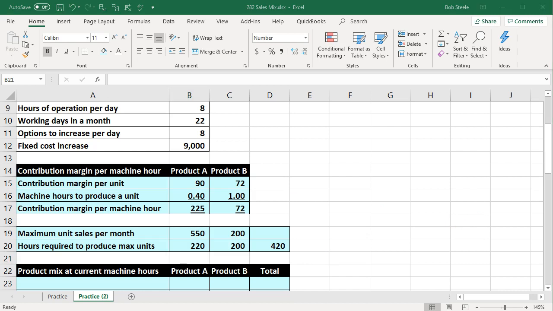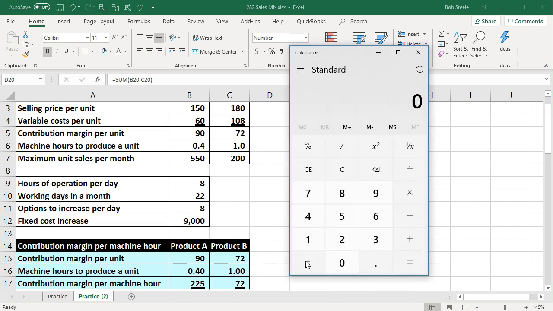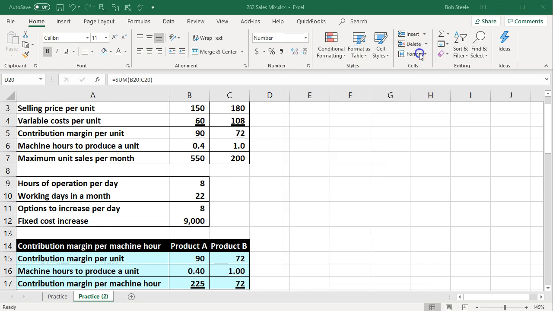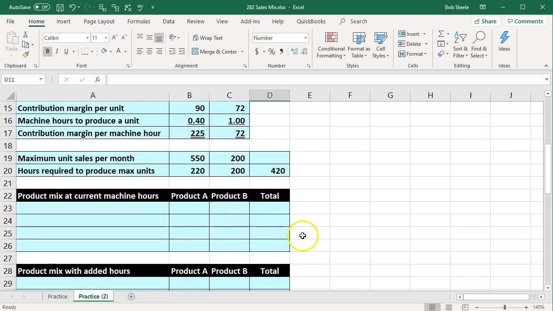Now, we don't have that many machine hours. That's going to be our constraint. We're not going to be able to put in 420 machine hours the way we currently have it. What we currently have is 8 hours times 22, or 176 machine hours. So unless we increase our production, given that restraint, what are we going to do? What's going to be our sales mix based on this information? How much of each unit should we use, given our restraint of the machine hours?